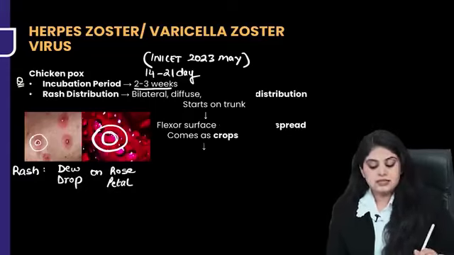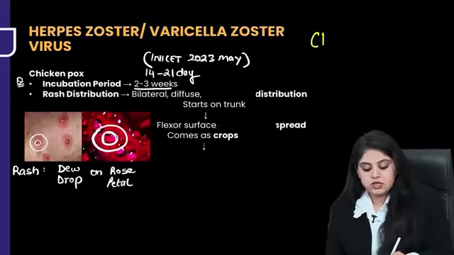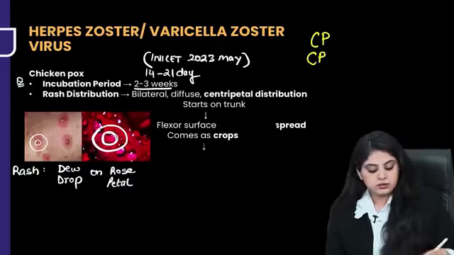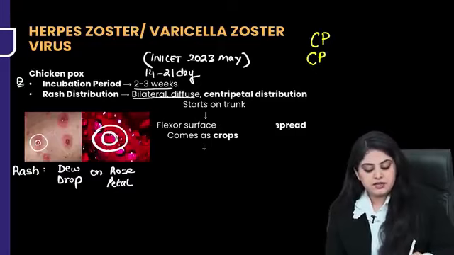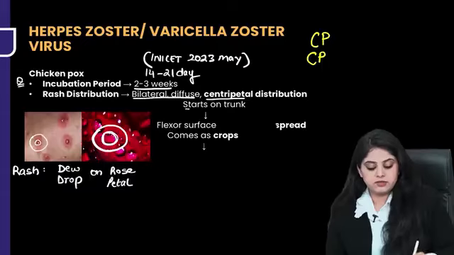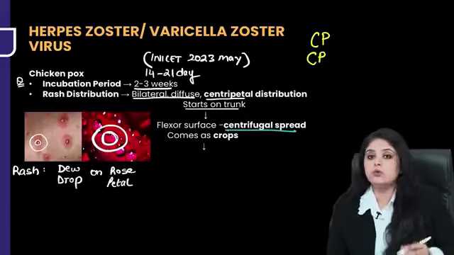But I have learned CP mein CP. What is CP mein CP? That means that in chickenpox CP, the rash will start CP, centripetal. So they will ask you that the rash that you have will occur where? Centripetal. Centripetal means on the trunk. It will first start on the trunk and then it will go to centrifugal spread. Centrifugal means it is going to go out.